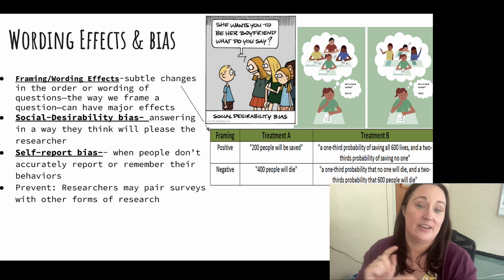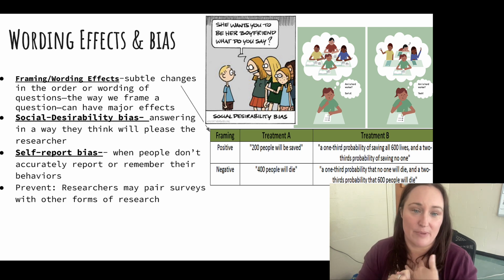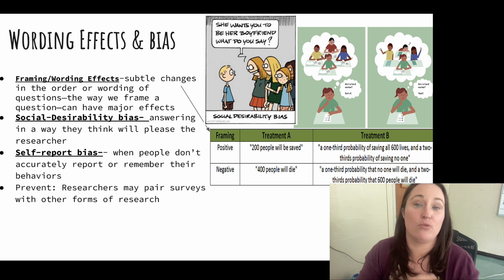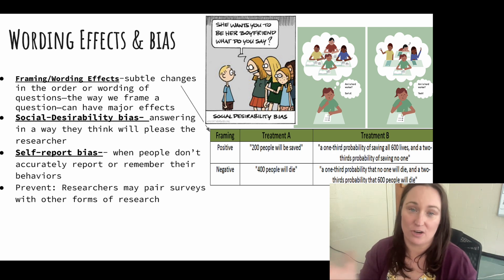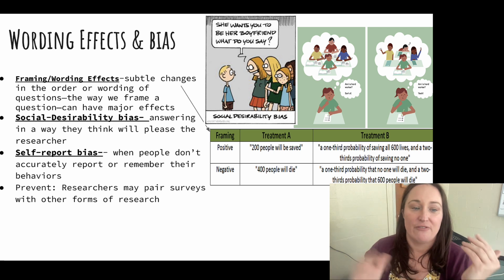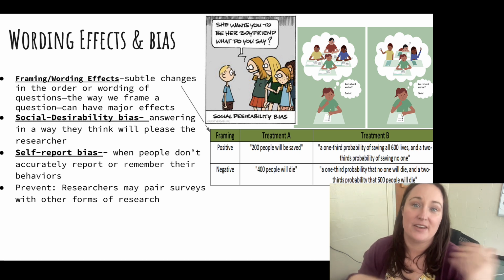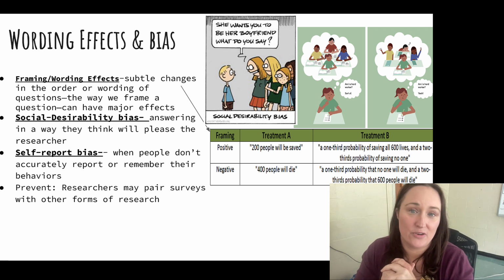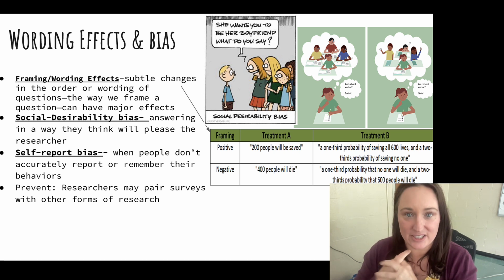So that's important. Second, social desirability bias. So we sometimes answer in the way we think will please the researcher or the person that's interviewing us or asking us the questions. Finally, self-report bias. Maybe the question is asking you about your academic integrity.